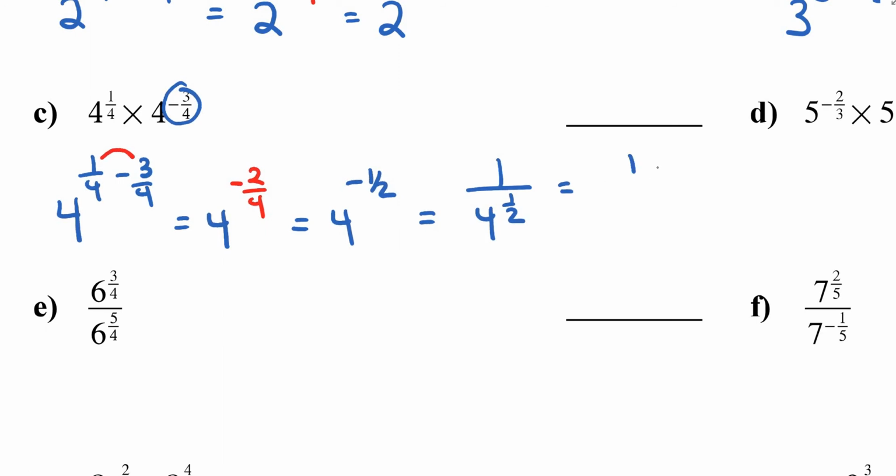You should also recognize that 4 to the power of 1/2, this has probably been discussed in class a few times, but that's the same thing as the square root of 4, and the square root of 4 is just 2, so the final answer is just 1/2. So 1/2 is a better answer for letter C.